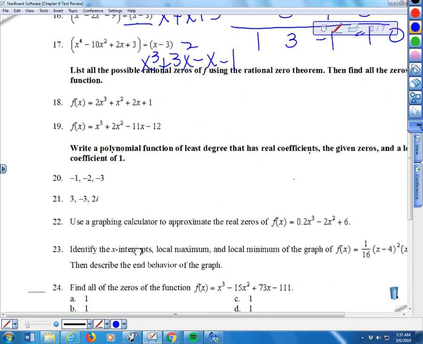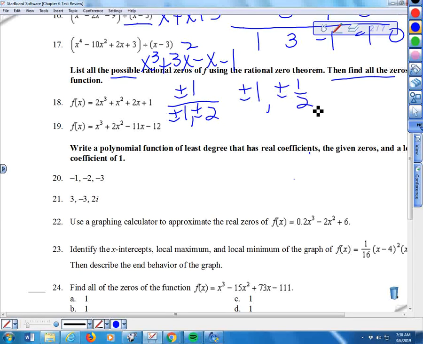Okay, this one just says possible. I don't have to, oh, then it does say find all the zeros. So possible: plus or minus 1 in the numerator, plus or minus 1 and plus or minus 2 in the denominator. I'm not done. My possibles are plus or minus 1 or plus or minus 1 half. I must rewrite them in order like this. Not necessarily in order, but don't just stop here. Write them as a list. Now, I'm going to use this to find the actuals.